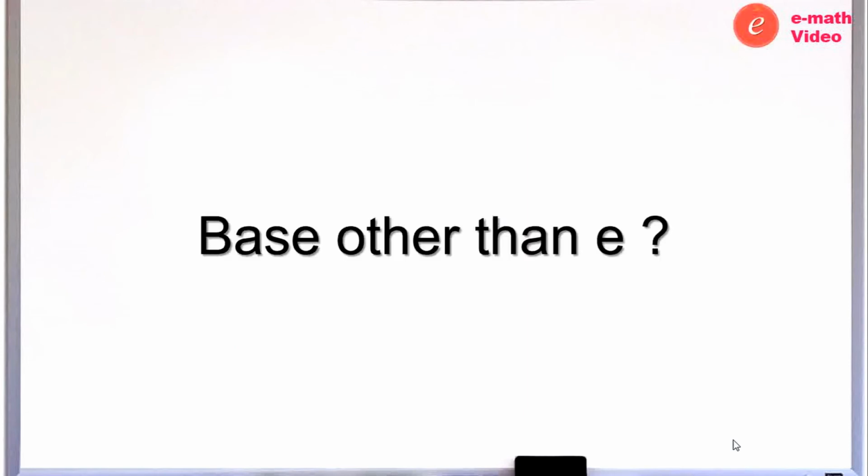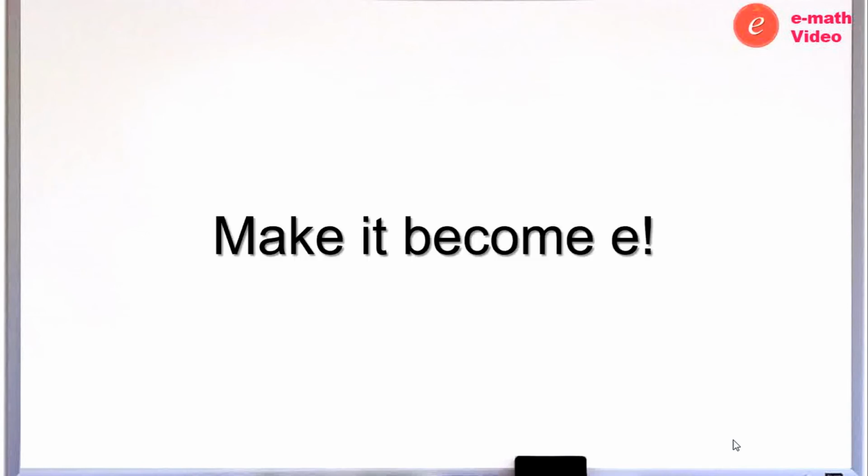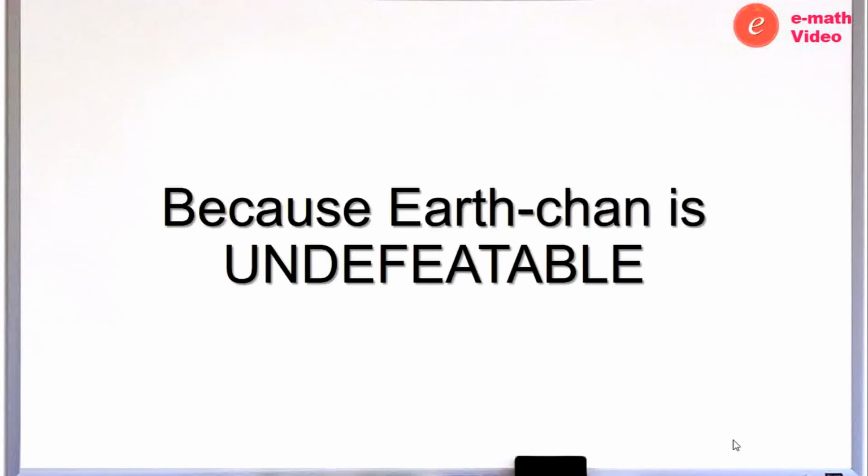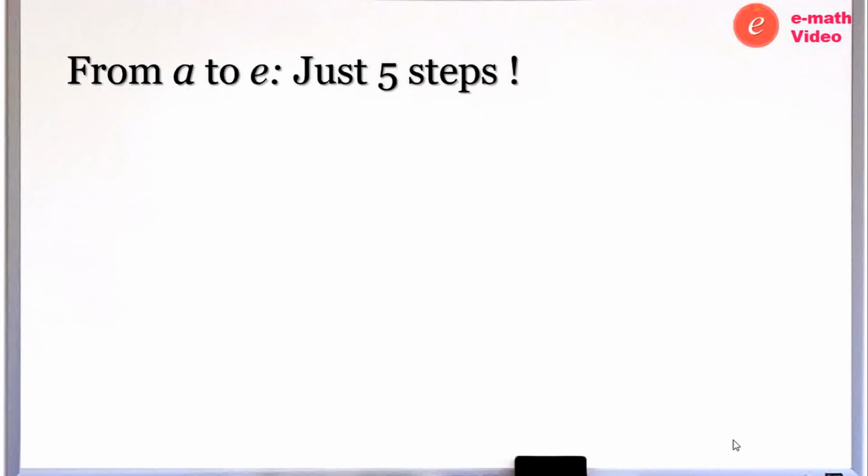So far until now, using F-Chan as a base is so convenient, right? What if F-Chan runs away with ex naught? Don't worry. Just make any base become F-Chan, which is base e, because F-Chan is undefeatable. What we have to do is we sing ABC. A, B, C, D, E. So 5 steps are all we need from A to E.